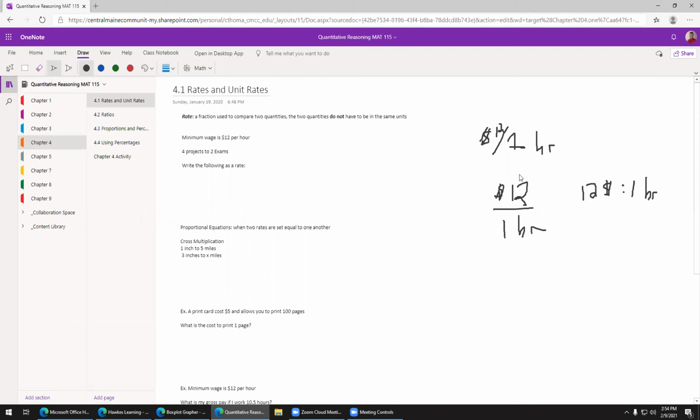But rate, different conversions, right? So 4 projects to 2 exams. So 4 projects for block 1, in total for the course, compared to our 2 exams.